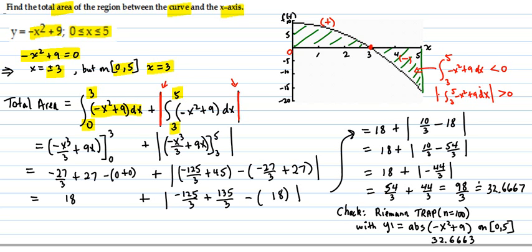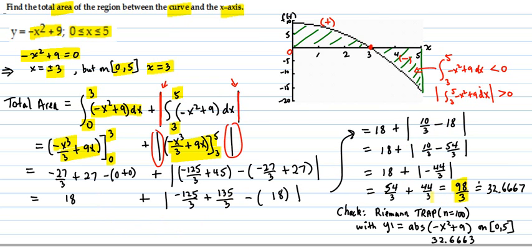So we just go ahead and get our antiderivative right here. Evaluate from 0 to 3. We do the same thing over here. Evaluate from 3 to 5. But we have the absolute values here. We have these absolute values. Then we work out all the algebra, as you can see. And it comes out to be 98/3.